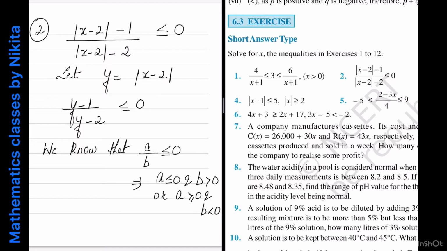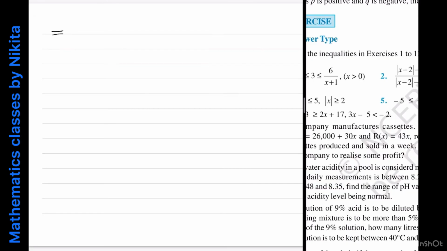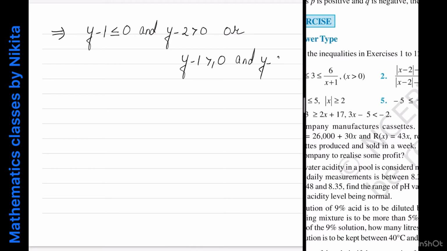So therefore what we get here is that this implies that y minus 1 is less than or equal to 0 and y minus 2 is positive, or you can have one more case that y minus 1 is greater or equal to 0 and y minus 2 is less than 0. Now first let us see this one.